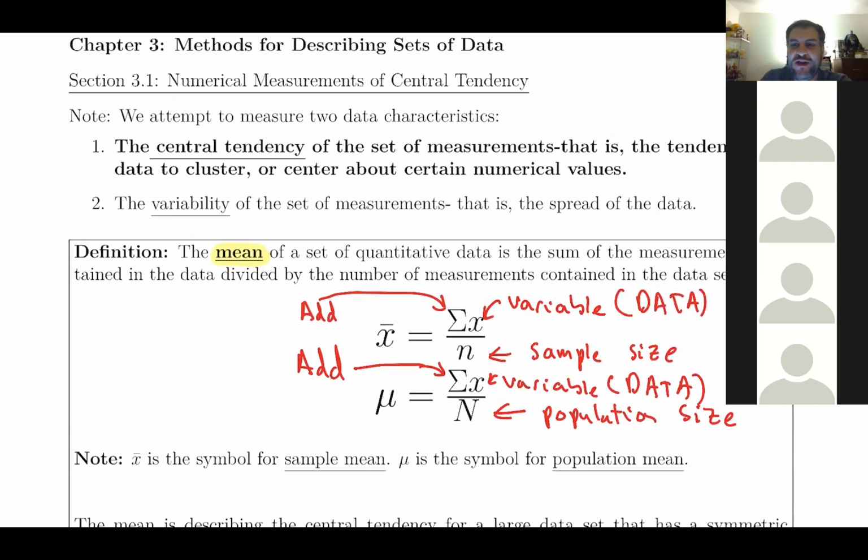All right, so if you notice, there are two different symbols. We have X bar and we have mu, which is the Greek letter mu. X bar corresponds to the sample mean. So whenever you see X bar, this means we're calculating the mean of the sample. Mu corresponds to the population mean.